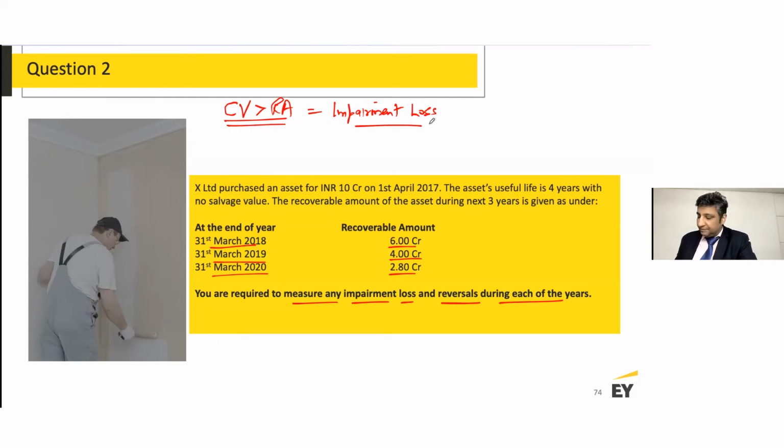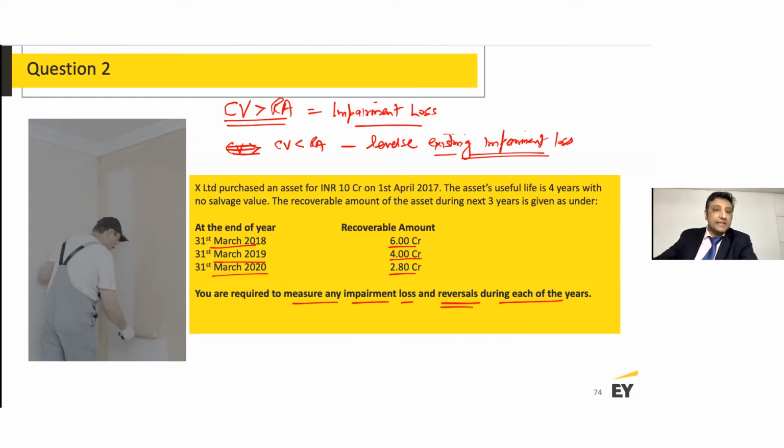And we also say, because we're talking about the reversals also, if the carrying value is less than the recoverable amount, then we can reverse any existing impairment loss. Now, this is a restricted one because we can only reverse to the extent of the impairment loss available. We can't reverse more than that. Okay, that's what we want to remember here as a context.